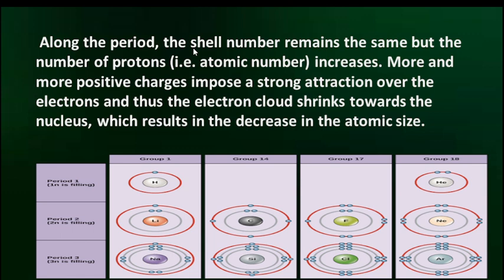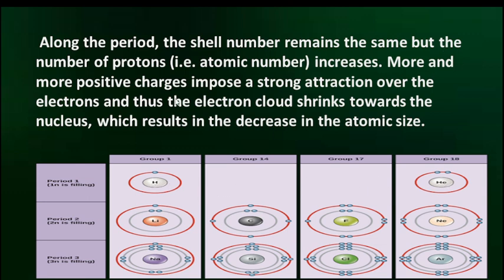Along the period, the shell number remains the same, but the number of protons, that is the atomic number, increases from left to right. For hydrogen, atomic number 1, helium, atomic number 2. So the atomic number increases, and the number of protons also increases.